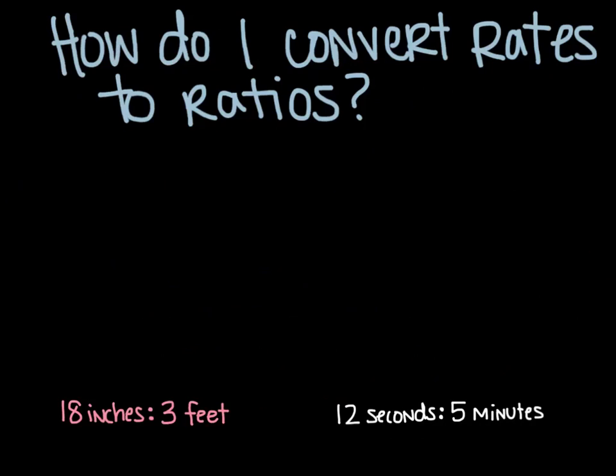How do I convert rates to ratios? So we talked about that rates are a special kind of ratio. The reason rates are a little bit different is because they have different labels. Ratios are always talking about the same topic. So if we're talking about food, we're talking about food. If we're talking about people, we're talking about people. Rates are different. They have different labels.